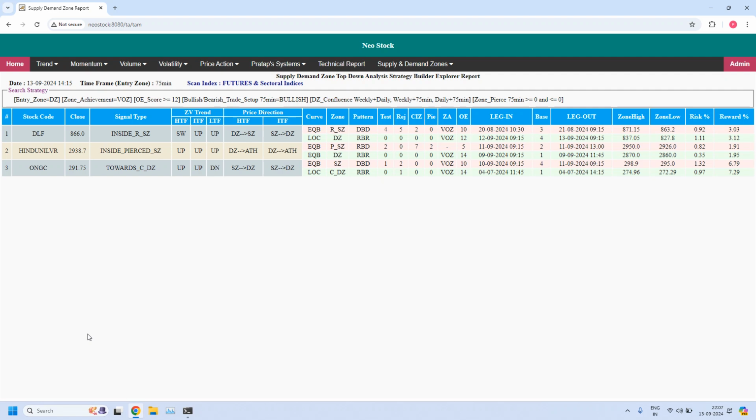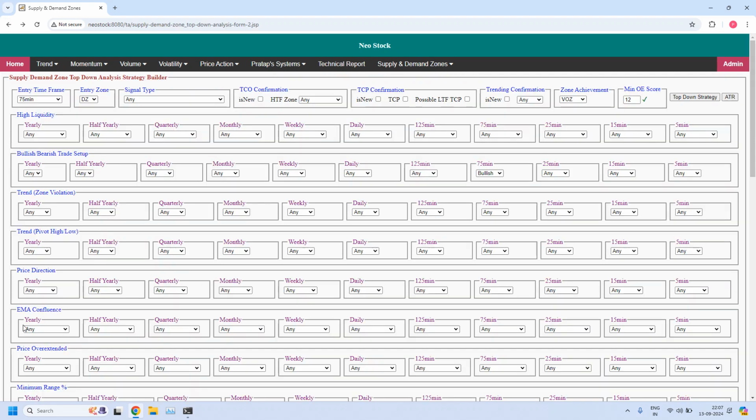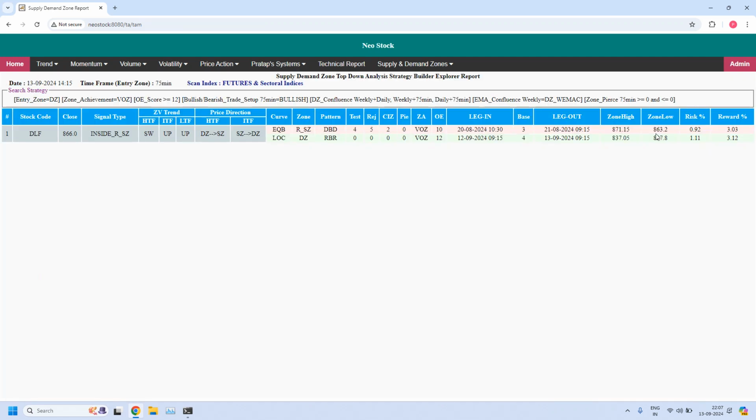These 3 stocks have LTF, ITF, HTF confluence. But the second and third, Hindustan Unilever and ONGC, both do not have a daily EMA confluence. I verified already, but let me check once again. Because they are part of weekly zone, let's verify weekly demand zone with weekly EMA confluence. Yeah, only DLF. DLF trend is sideways. EMA confluence doesn't add any additional advantage.